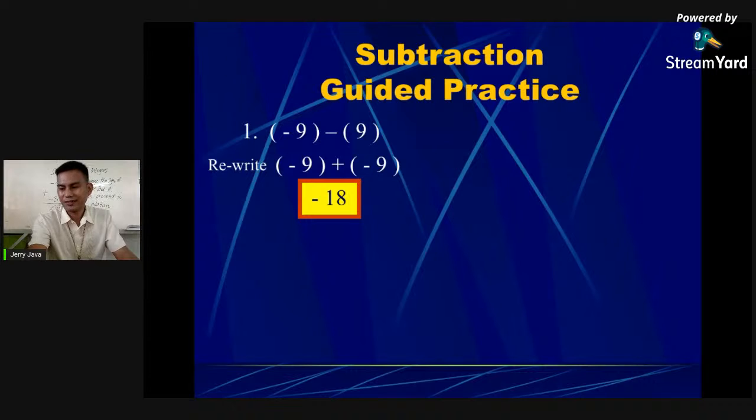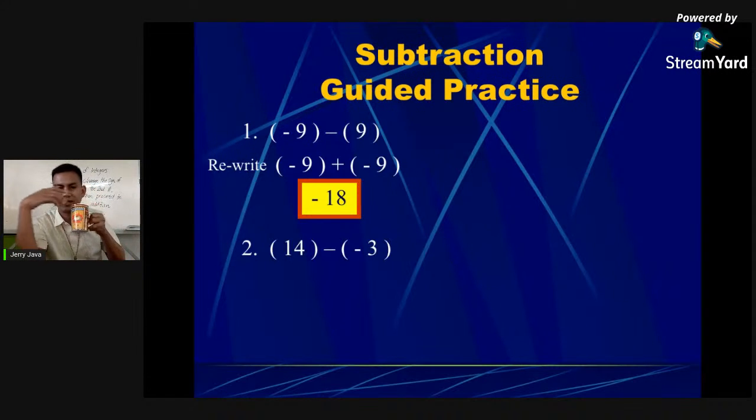Okay, gets? So, that's why I tell you to be careful with the signs. This one. Next. 14 minus negative 3. 30 seconds. Be careful with the sign. Change the sign of the second number, then proceed to addition. Ikaduha ka mag-change ng sign. Yung ikaduha nga number, change nimo. Then, ang minus sign, change to addition, to plus. Okay? 30 seconds. 1, 2, 3, 4, 5.